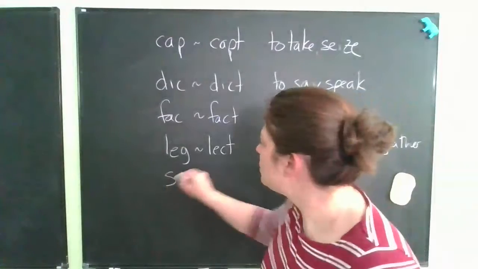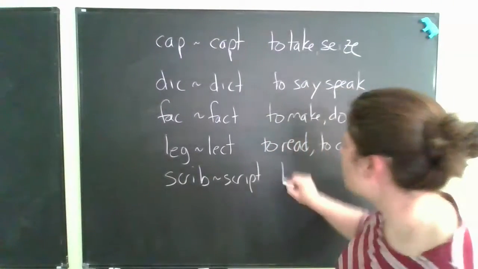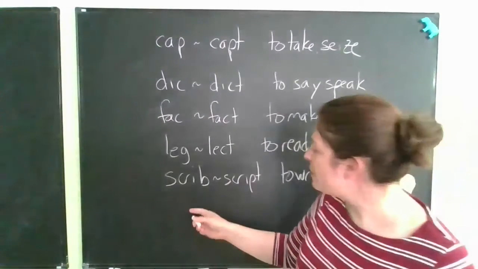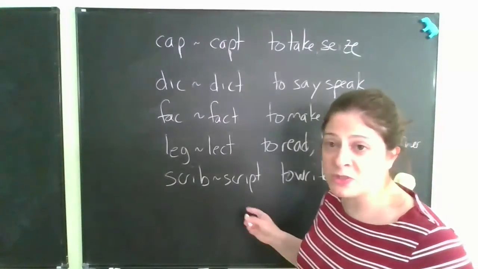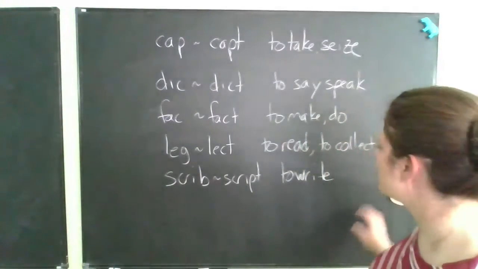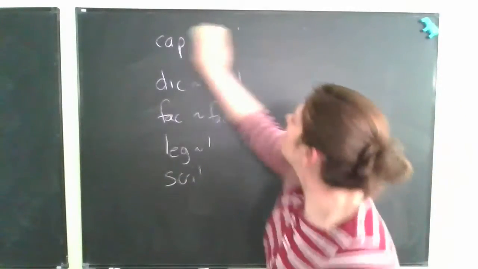Okay, scrib and script come from a Latin verb meaning to write. So scribe, scripture, inscription, right? To inscribe versus an inscription. We see all of these and more examples in English.